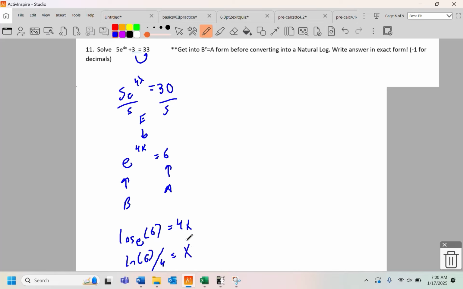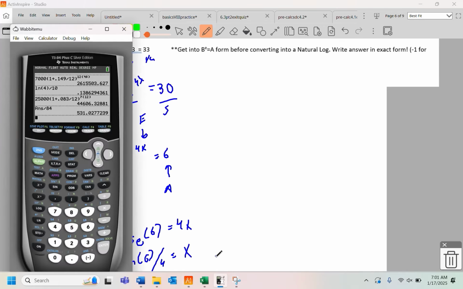So here's why I'm actually counting off for decimals. The reason is because I could have y1'd and y2'd this thing from the get-go. I could have, and you could have too. You probably didn't even realize that on the test because for some reason you just don't think. So I think it was 5e to the 4x plus 3, it was equal to 33.